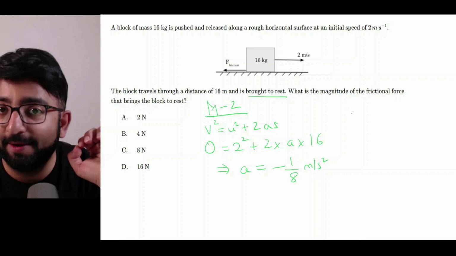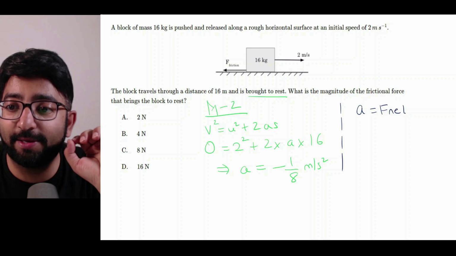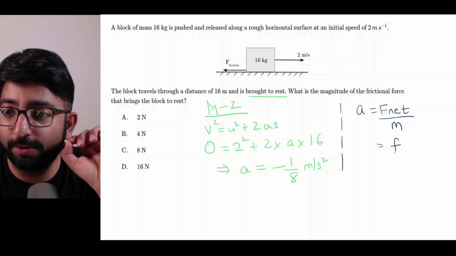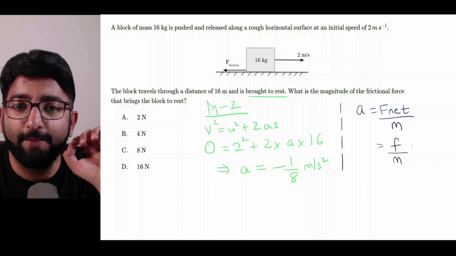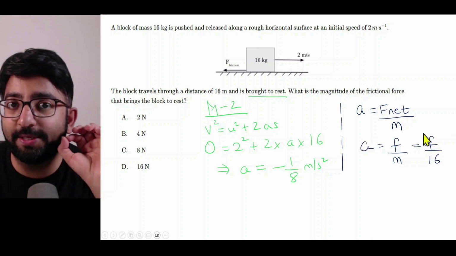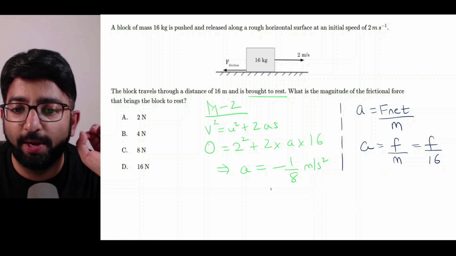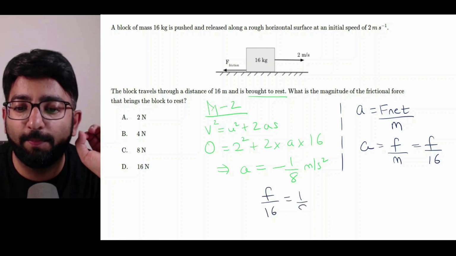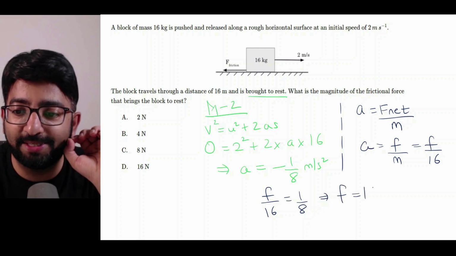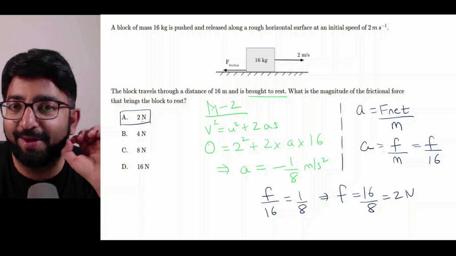What do we do after this? We have to figure out the friction using Newton's second law, which states that acceleration will be net force divided by the mass. Net force is only friction acting on this object. So friction divided by m. And mass is 16. So the value of acceleration is F upon 16. Rather, F upon 16 is the magnitude of acceleration. Hence, we can equate both the magnitudes. So F upon 16 will be equal to 1 upon 8. And if we cross multiply and try to figure out the value of friction, that will come out as 16 upon 8, which is 2 newtons. Hence, option A is the right answer to this question.